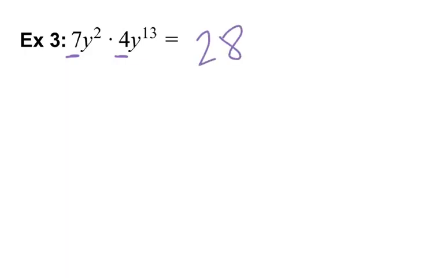And then we want to notice y to the 2nd and y to the 13th. We can use our property, right? So we simply add 2 plus 13, which gives us 15. And we tack that right onto the 28 like so. And then we are done with our problem.